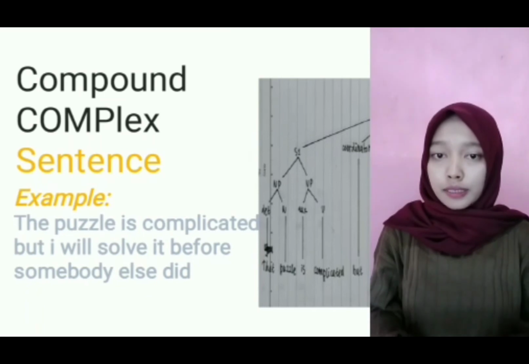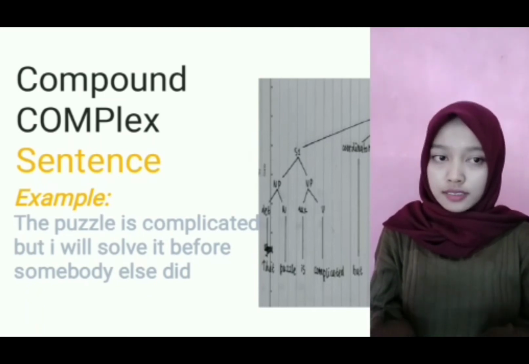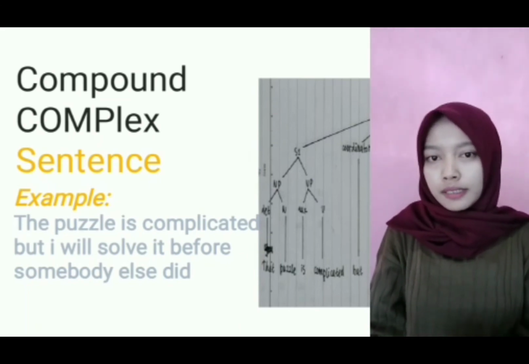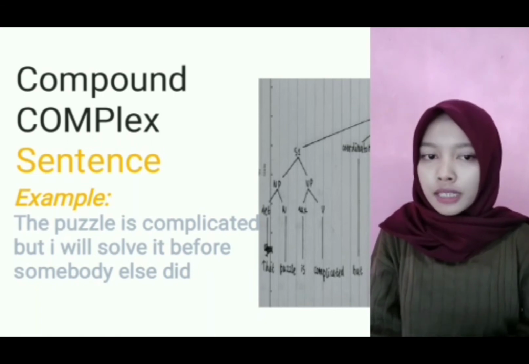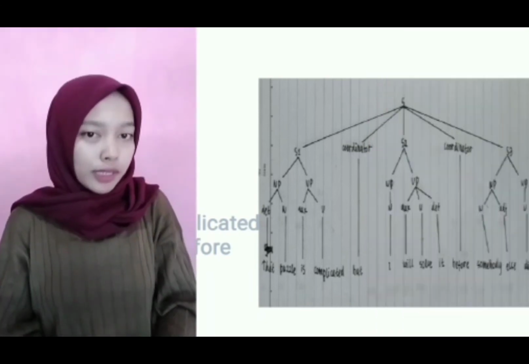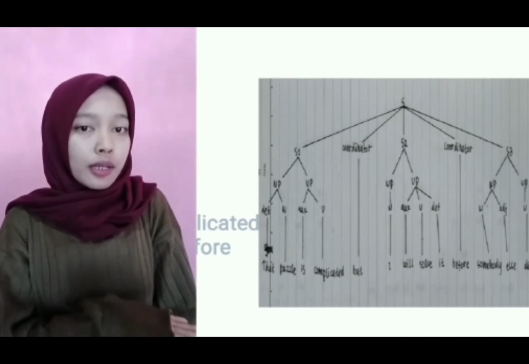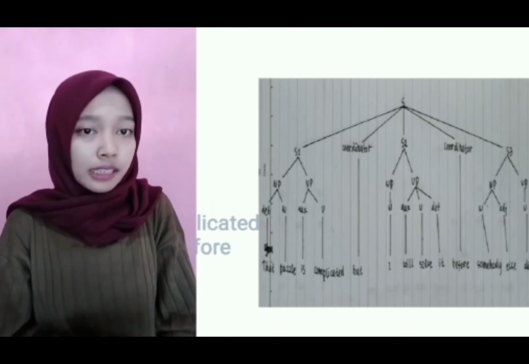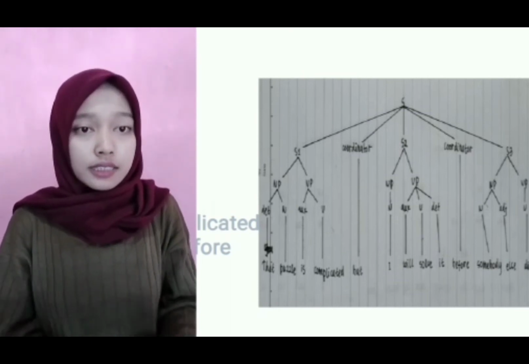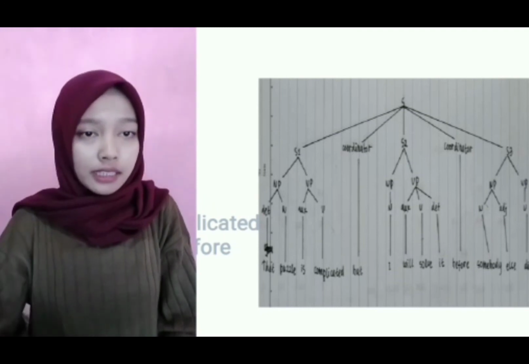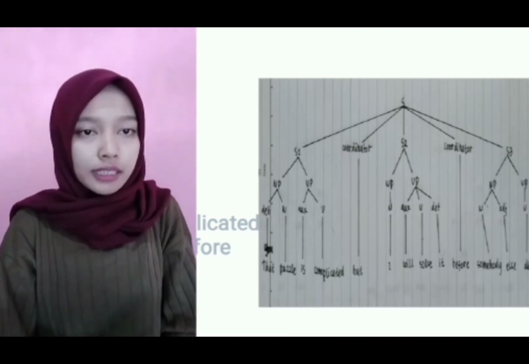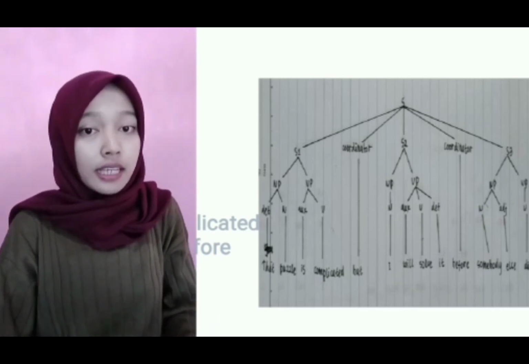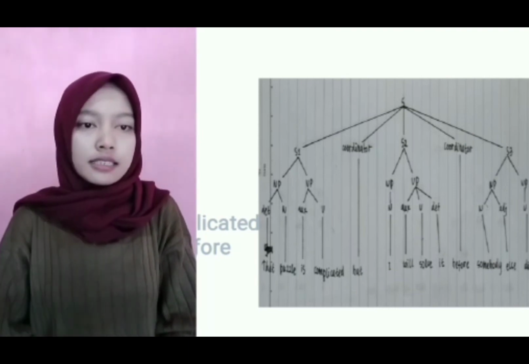And the last example is a compound complex sentence. And the example is: that puzzle is complicated but I will solve it before somebody else did. I would like to explain. Here, that is determiner, puzzle is noun. That puzzle is noun phrase. Is is auxiliary, complicated is verb. Is complicated is verb phrase. That puzzle is complicated is the first sentence.